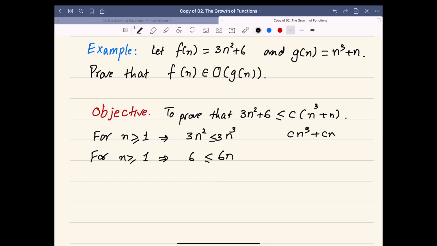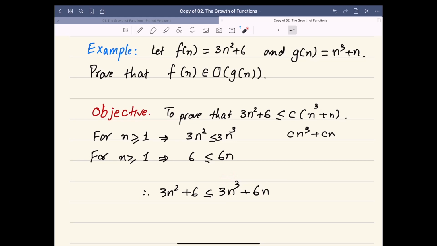So we can start by replacing 3n squared with 3n raised to power 3, and replacing 6 by 6n, and see whether we can get to the target equation multiplied by c. So we can say that 3n squared plus 6 is less than or equal to 3n raised to power 3 plus 6n. But to get a constant multiplied by n raised to power 3 plus n, I need to take a common number out, so that I will get n raised to power 3 plus n.